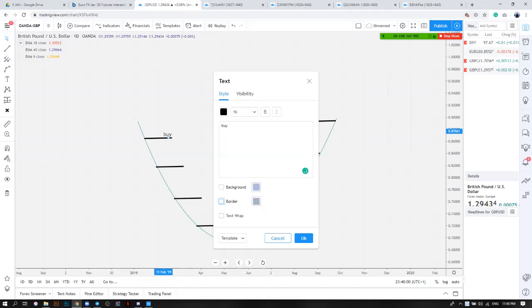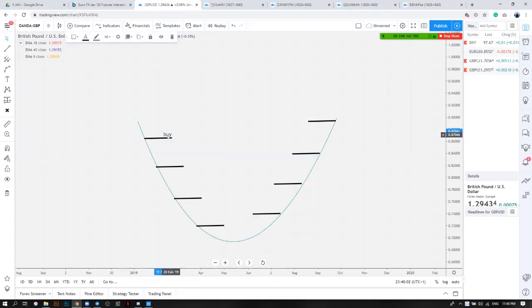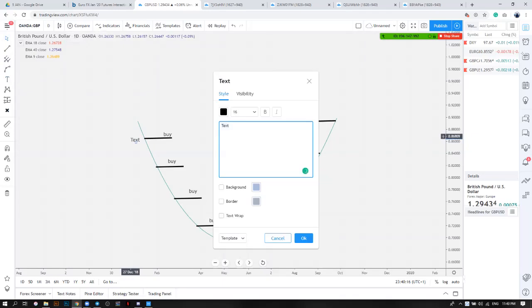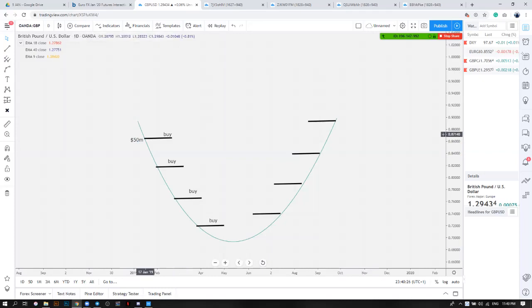Okay. They bought the market. You're buying, buying, buying. So now around this region, let's say they bought 50 million. Okay, $50 million worth of GBP USD. Boom. They bought 50M from the marketplace.